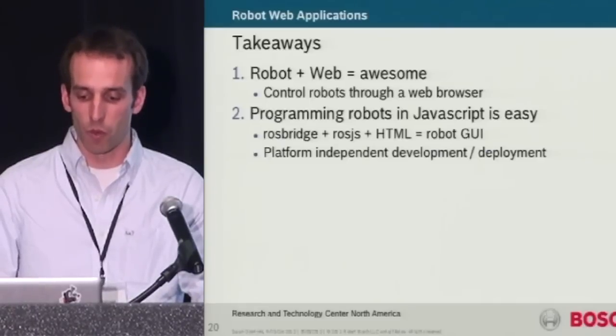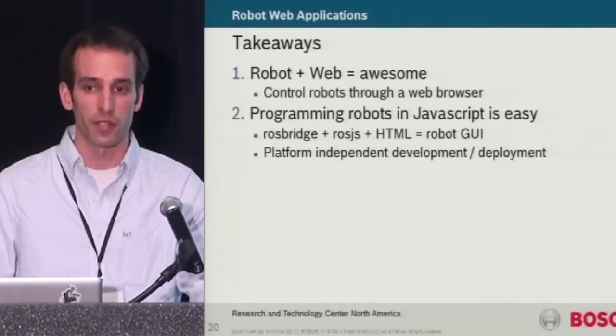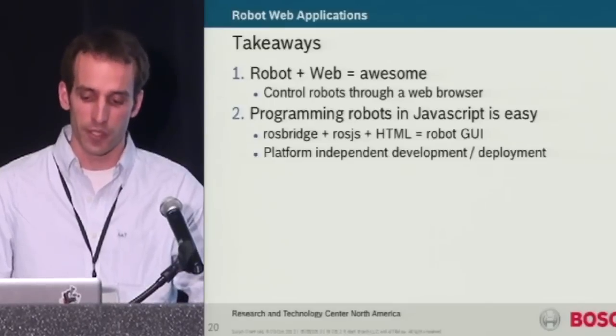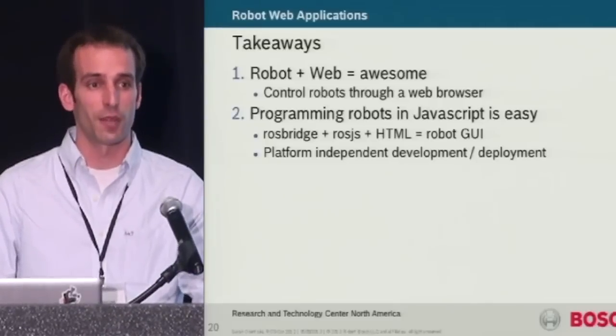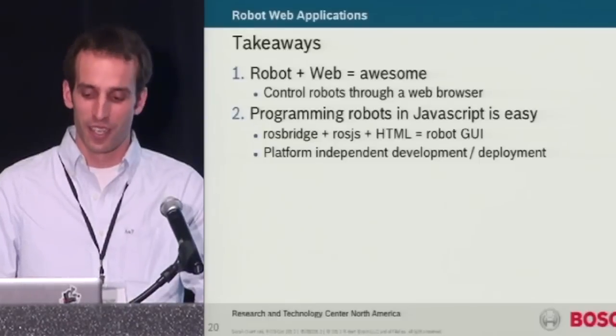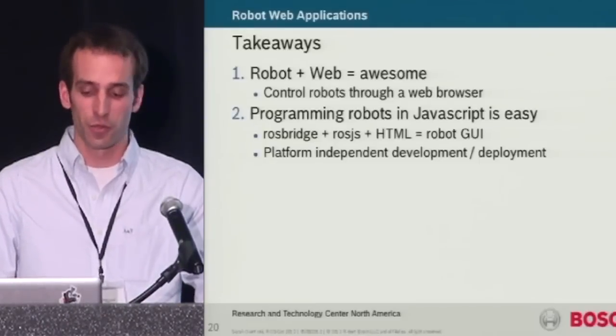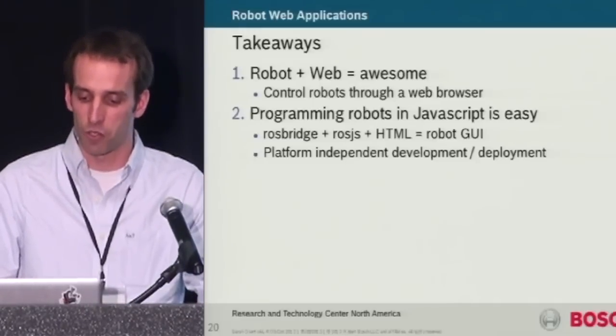Also, programming robots in JavaScript is super easy. You have seen it. It's just a few lines of code, and you're up. There's a very small boilerplate that you need to do. You don't need to compile anything. You just fire up an editor, you create a web page, and you're done, right? And you don't need a specific operating system to do that. You can do that from anywhere in any system that you want.